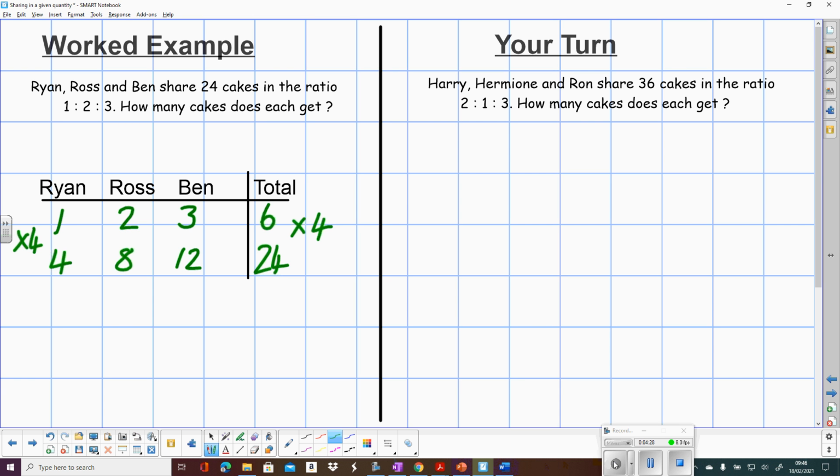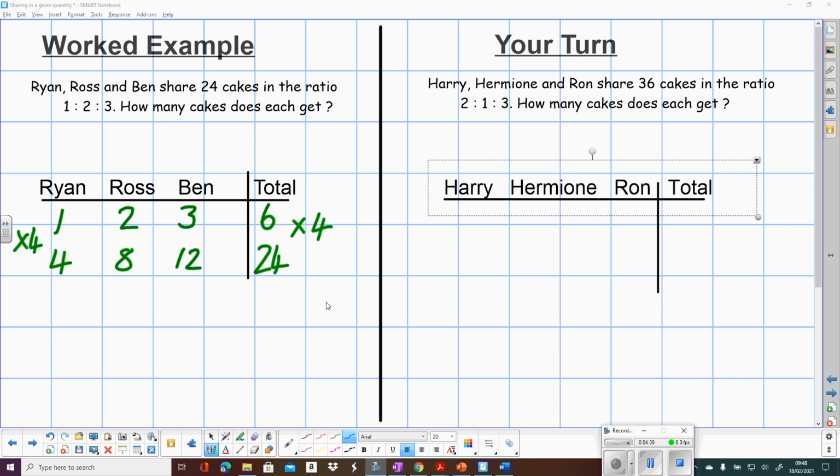So now you have a turn. Pause the video, have a go, draw your proportion table, and then I'll show you the answer. Okay, so I hope you managed to do that. So here we go. We know that Harry has 2 parts.